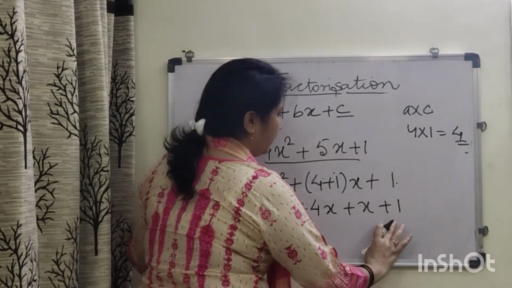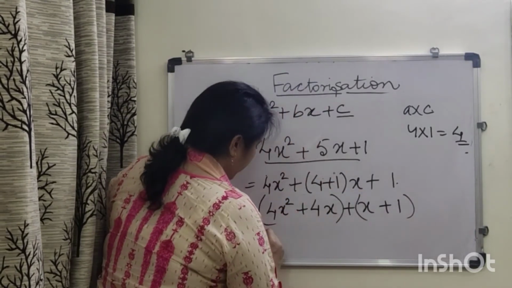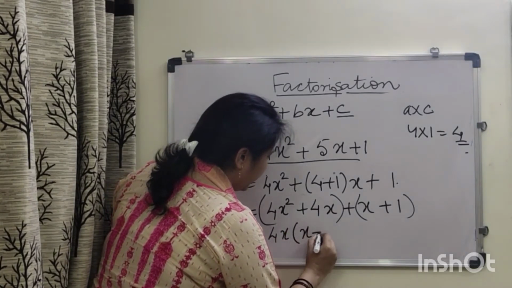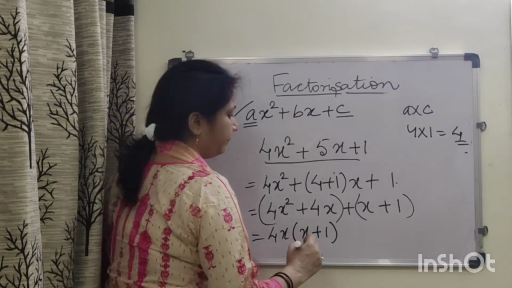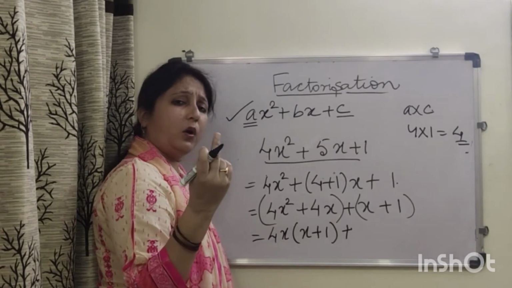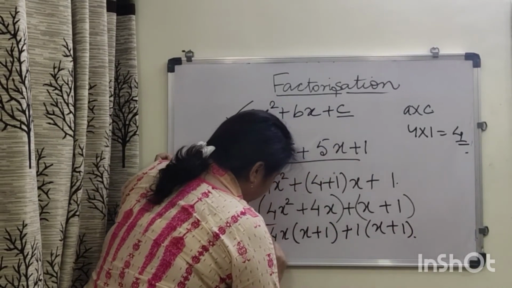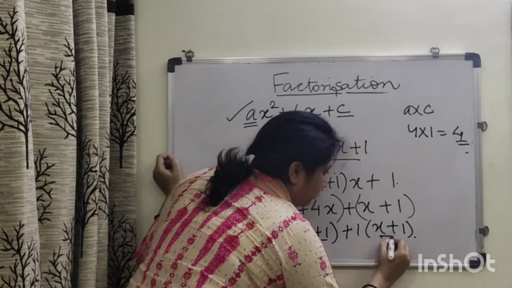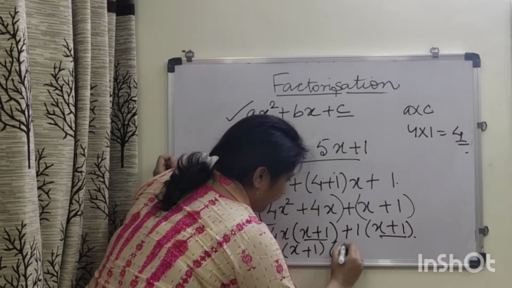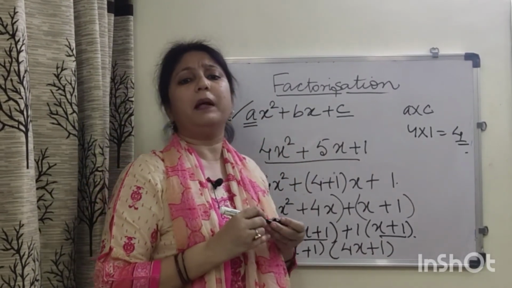Children, you can see all three signs are positive. So don't worry, group them as it is. Now take common from the first bracket, that is 4x. So what is left inside the bracket? It is x plus 1. From the second bracket, you cannot take anything in common, but at least 1 you can take common. So take 1 common and it is x plus 1. So your common part is x plus 1, same at both places. Take x plus 1 common. What are you left with? 4x plus 1.